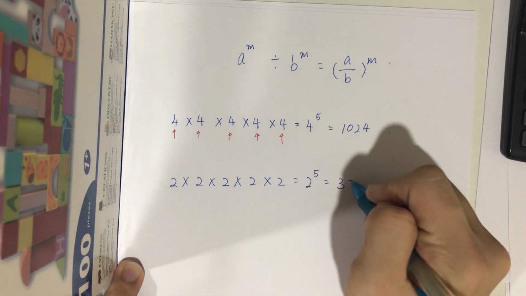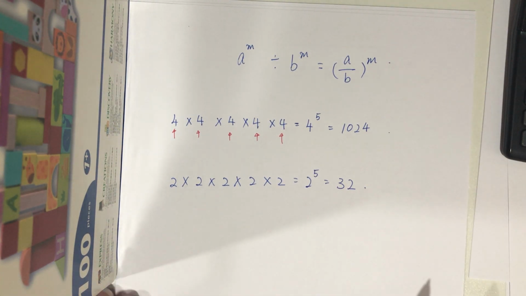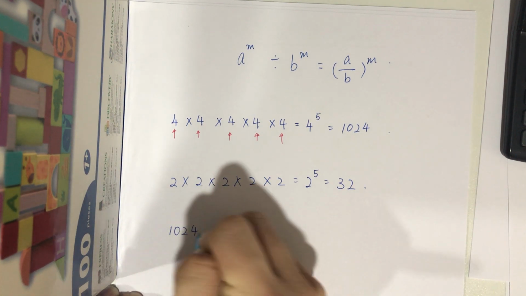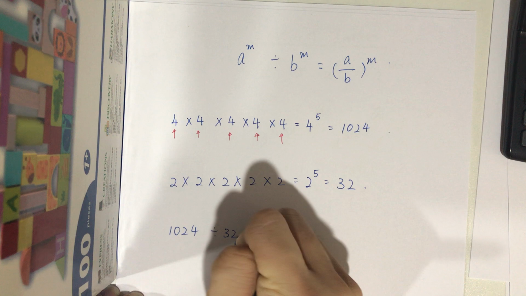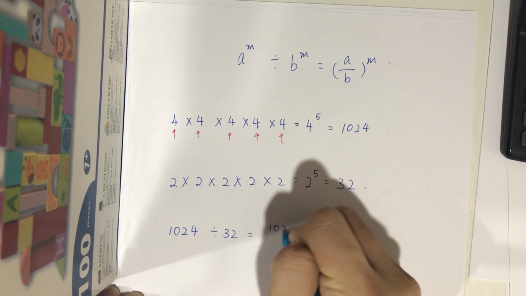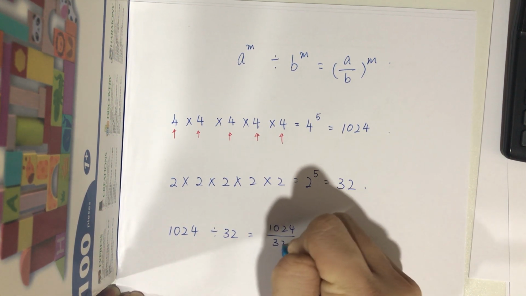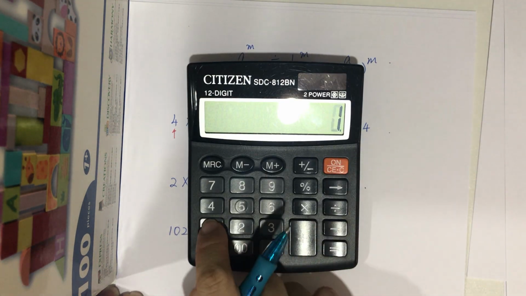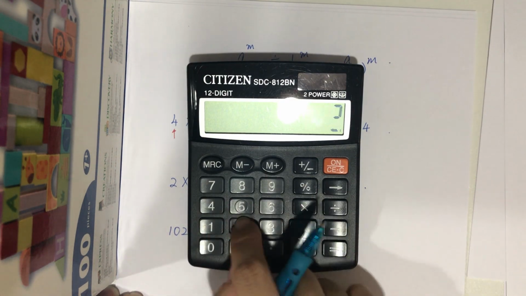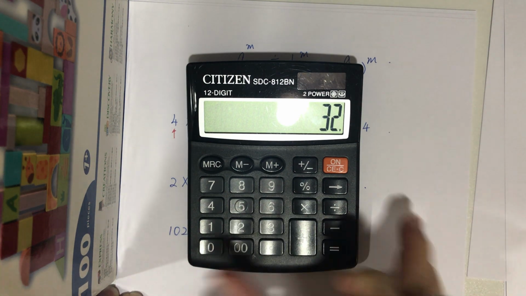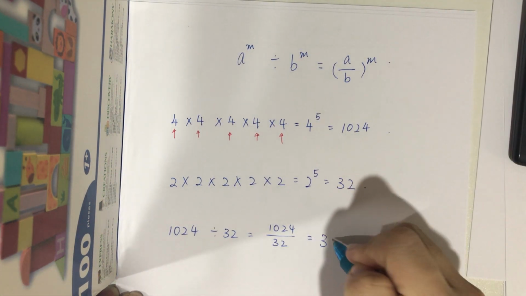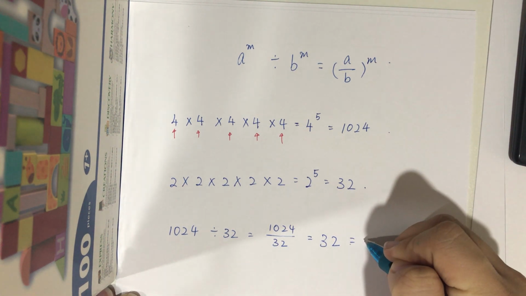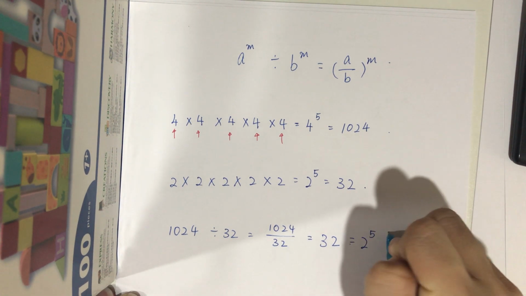So 32. Now, in primary school we learn 1024 divided by 32. We can write it as 1024 over 32. It's the same thing. So 1024 divided by 32 gives us 32. Okay, so in this case it's 32, and it's actually 2 to the power of 5.